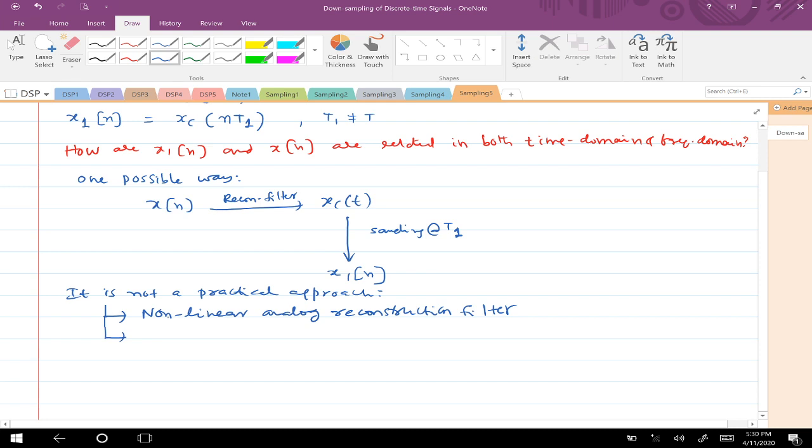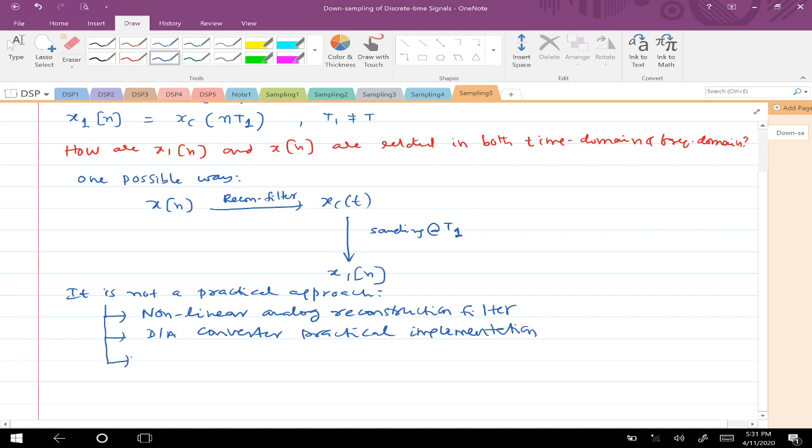Similarly, the practical implementation of the digital to analog converter will also have some issues, because of which there will be problems like quantization and other things. So this won't be ideal as we have shown.